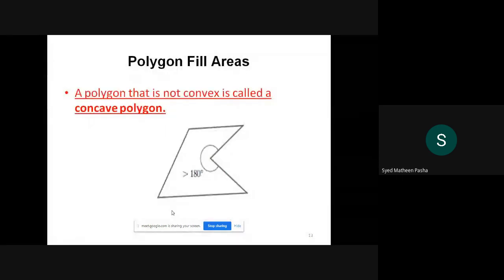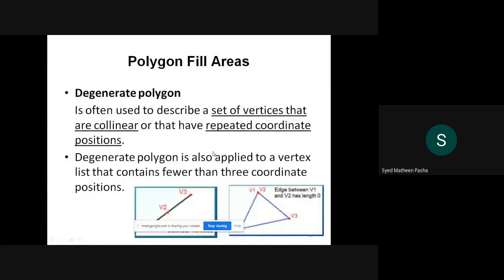And the polygon that is not convex is called a concave polygon. To be simpler, the condition met here is that the interior angle inside the object should be less than or equal to 180 degrees. Suppose a polygon does not meet this convex condition, I can call that a concave polygon. Then, degenerate polygon.